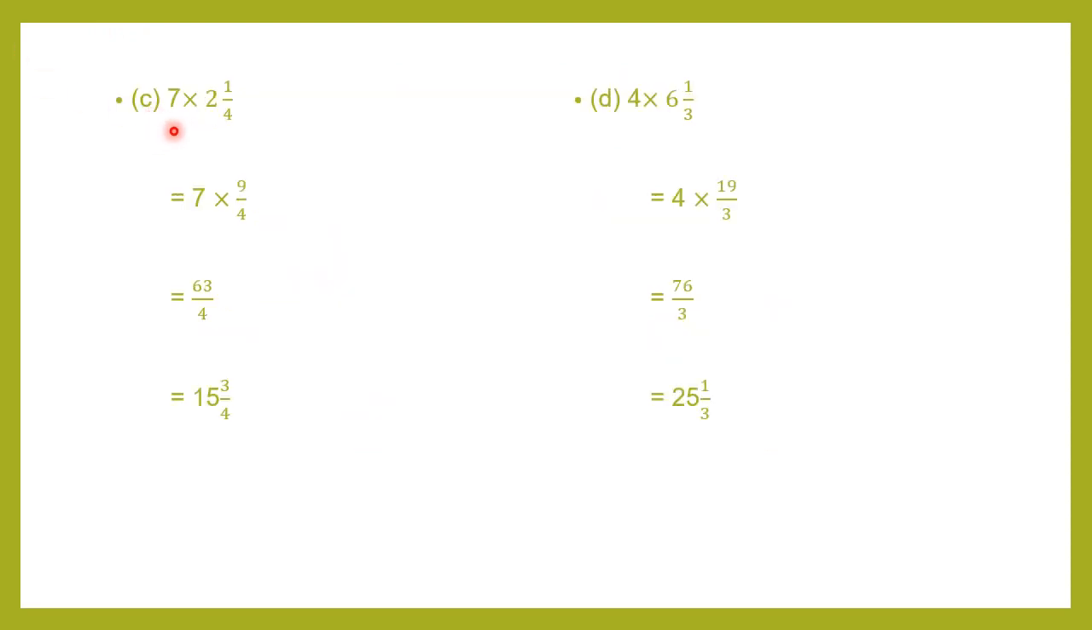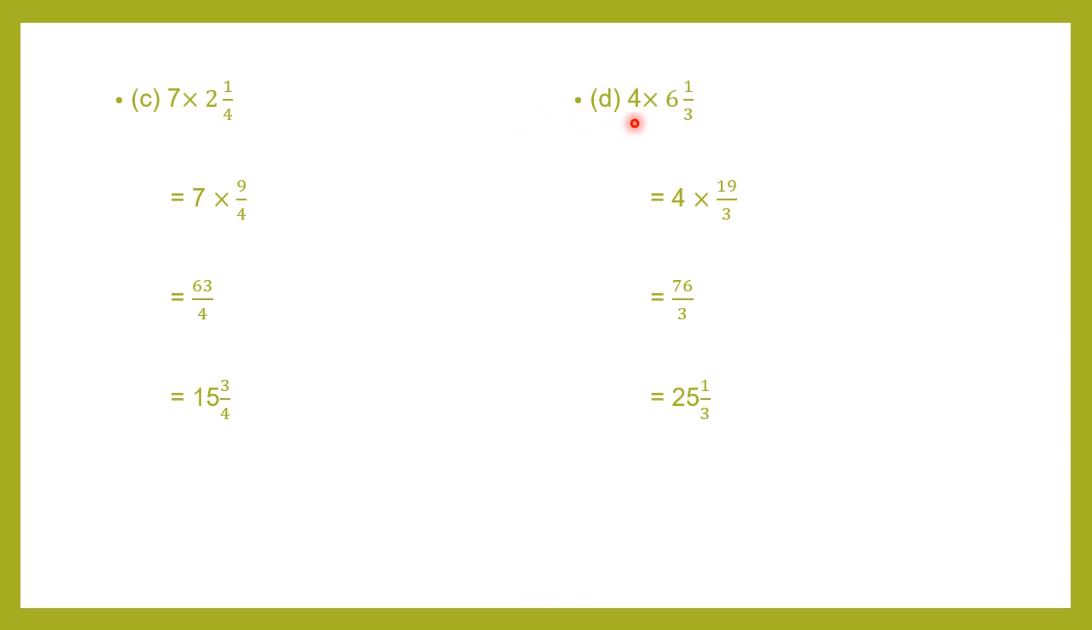Question number C. 7 multiplied by 2 1 by 4. Again 2 1 by 4, it's a mixed fraction. Convert to an improper fraction. 2 fours are 8. 8 plus 1, 9. So 7 multiplied by 9 by 4. 7 nines are 63 upon 4. Divide 63 by 4. So we'll get 15 3 by 4. So the division part you can do yourself.